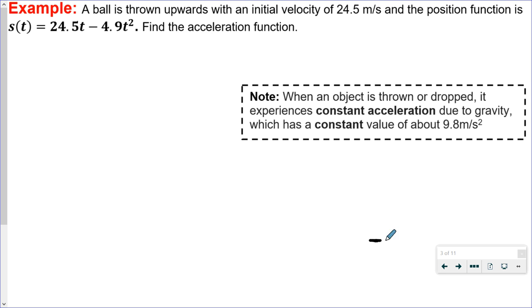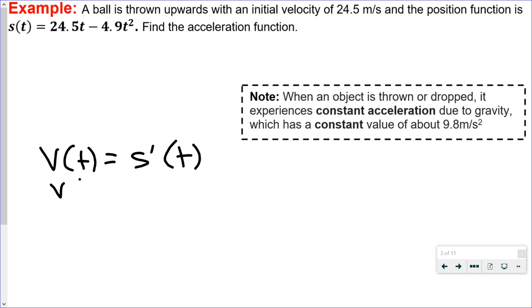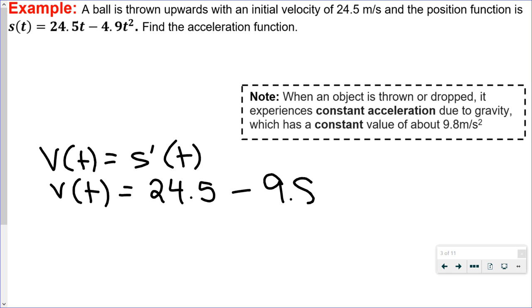Okay, so let's do our velocity first. Velocity will be the first derivative of the position function. So velocity will be the derivative of 24.5t, which is 24.5, minus the derivative of 4.9t squared, which is bring the 2 down and multiply it, 9.8t. So that's my velocity.